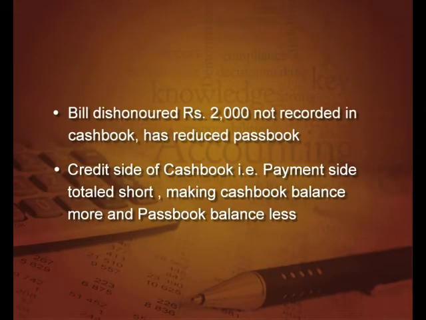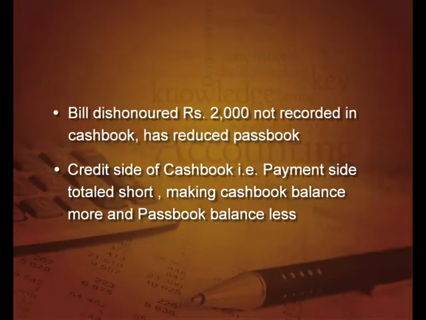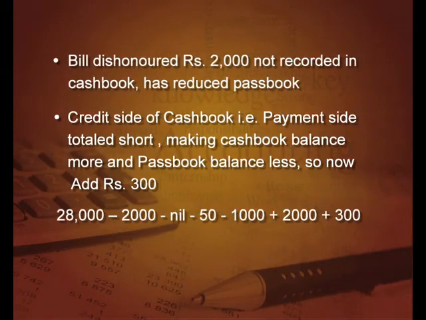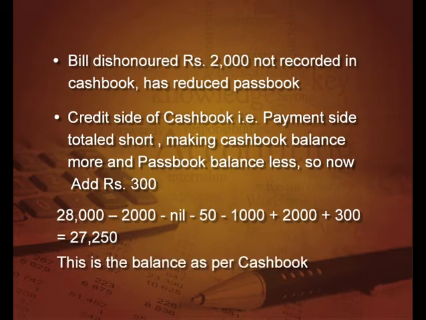So, now what to do? Passbook balance is less, cash book balance is more. Now, we have started with passbook. So, now add it back. So, add 300. So, the final answer will become 28,000 minus 2,000 and minus that nil effect, no effect entry, minus 50 minus 1,000 plus 2,000 plus 300, making it 27,250 as the final answer, which is the balance as per cash book.